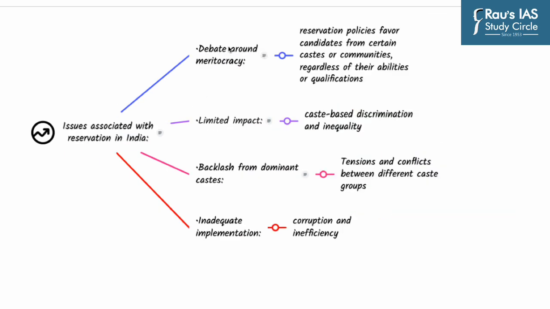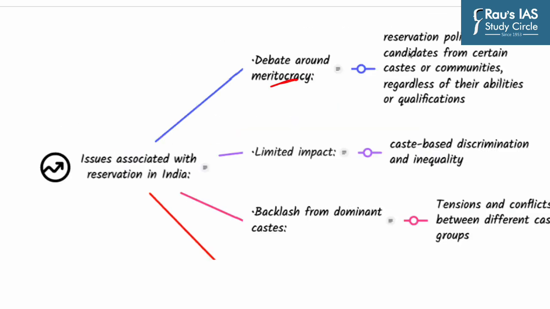The first issue is the debate over meritocracy. One of the main arguments against reservation is that it goes against the principle of meritocracy, which is the idea that individuals should be rewarded based on their abilities and hard work rather than their social background. So critics argue that reservation policies favor candidates from certain communities or castes regardless of their abilities or qualifications, and therefore undermine the concept of meritocracy.